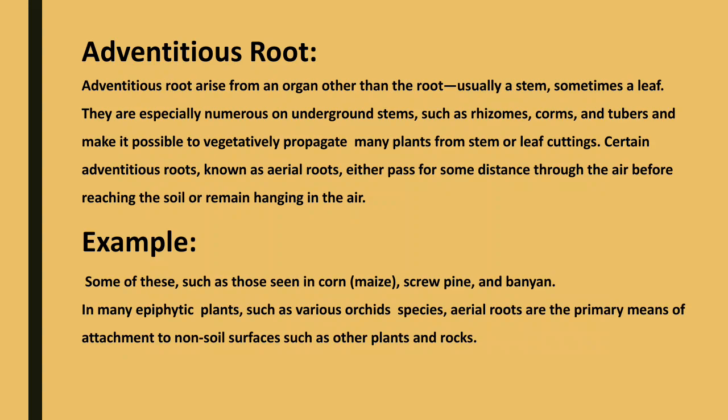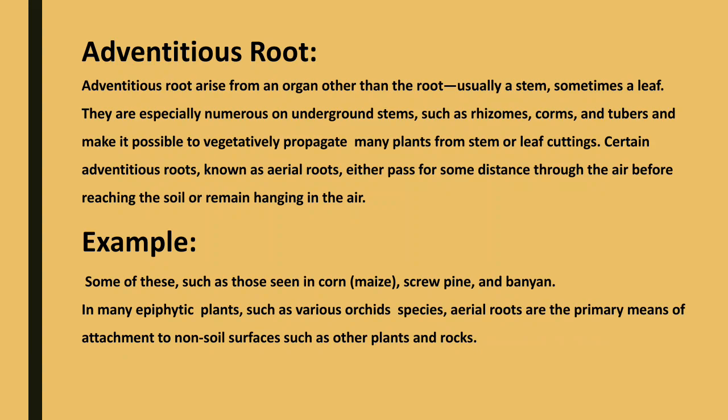Adventitious root. Adventitious roots arise from an organ other than root, usually a stem, sometimes a leaf. They are especially numerous on underground stems such as rhizome, corm, and tuber, and make it possible to vegetatively propagate. Many plants form stem or leaf cuttings.